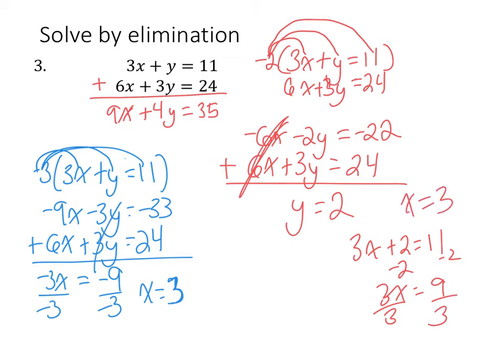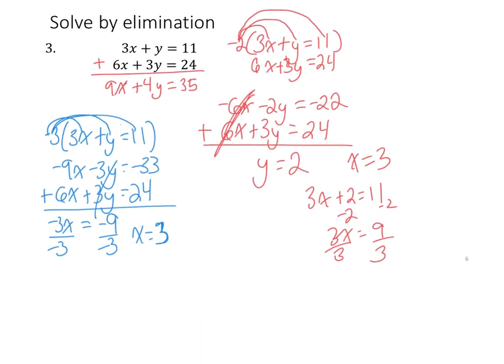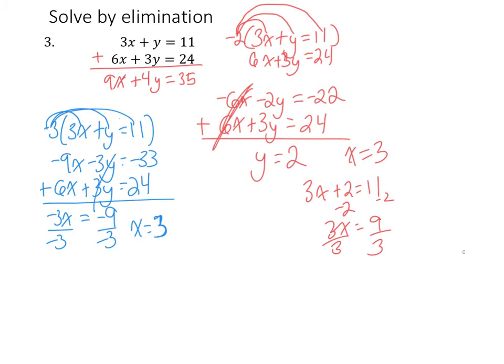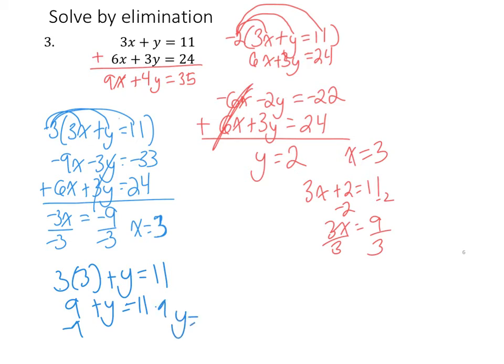If I did my blue side, I would have probably put my x in my first problem again. So 3 times 3 plus y equals 11. 3 times 3 is 9, plus y equals 11. Minus 9, y equals 2. So I got the same ordered pair no matter which way I did it. There's actually no wrong way to solve for elimination as long as you eliminate one of the variables, either the x or the y. So (3, 2) is my solution.